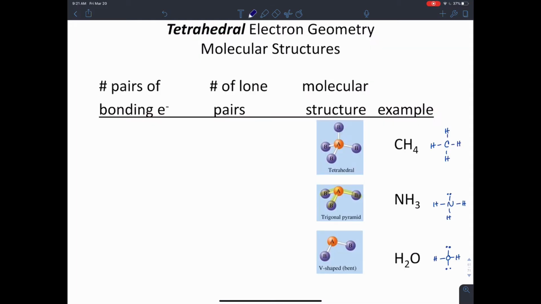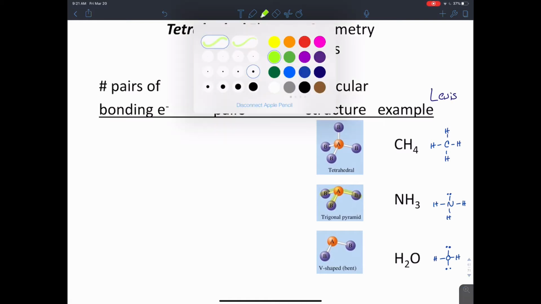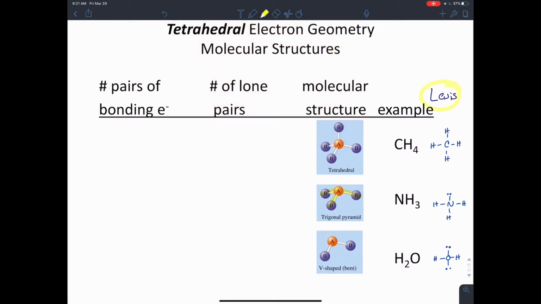So step one with our VSEPR theory is to make the Lewis structures. So I did that over here, Lewis structures on the right. And so the first one is CH4. How many pairs of bonding electrons? And again, this says pairs, so that's 4, right? 4 pairs, not how many electrons. And then how many lone pairs? None. No lone pairs. Okay, so that is a tetrahedral structure.